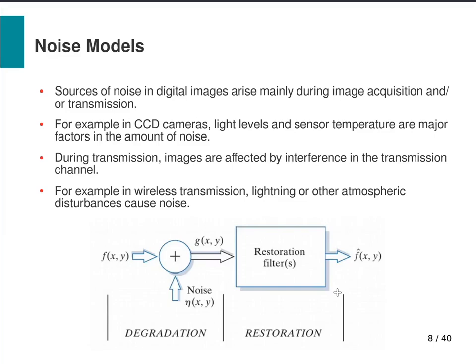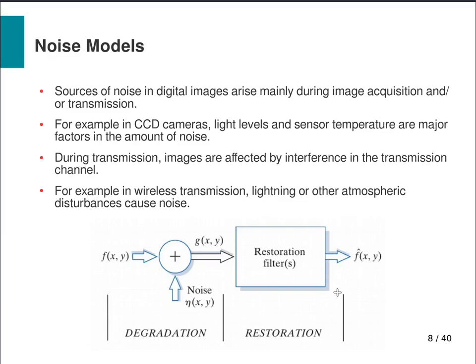So now we need to model different types of noise. Usually there are different sources of noise in digital images, but they generally arise during image acquisition or transmission. For example, in CCD cameras, the levels of light and also the temperature of the sensor are major factors in the amount of noise that you get in the images.